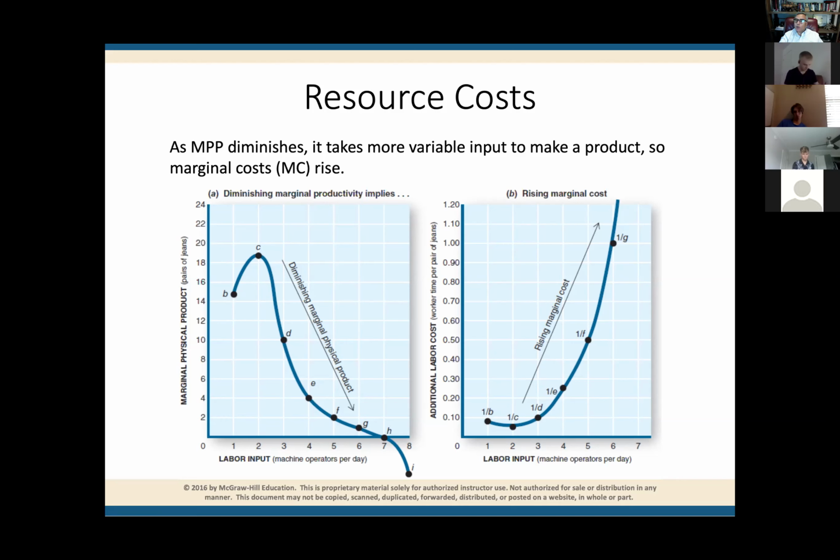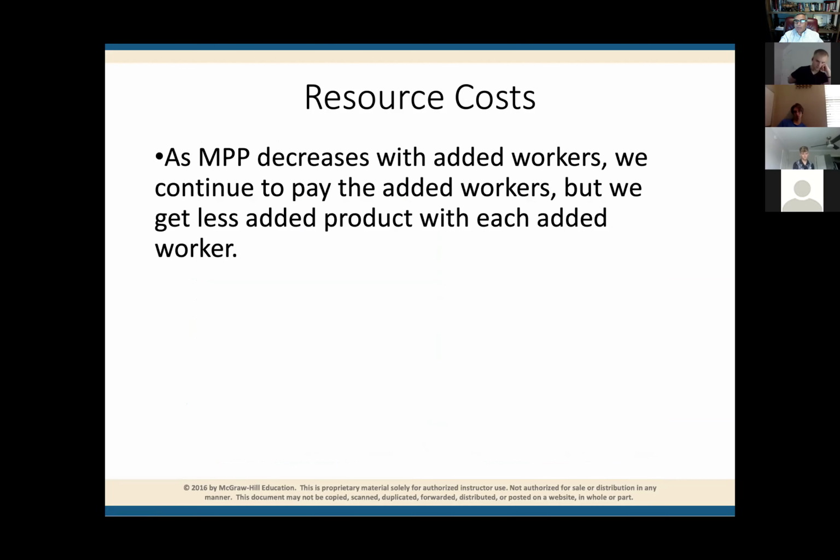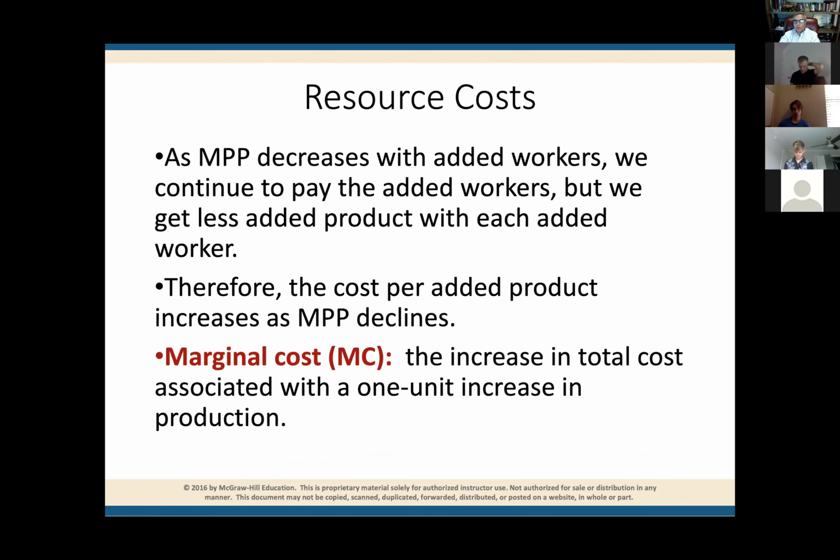So the question is, where do we stop? How many workers do we hire? Because as marginal physical product decreases with added workers, we continue to pay the added workers, but we get less added product with each added worker. So the added cost per unit actually increases. My additional costs begin to increase.